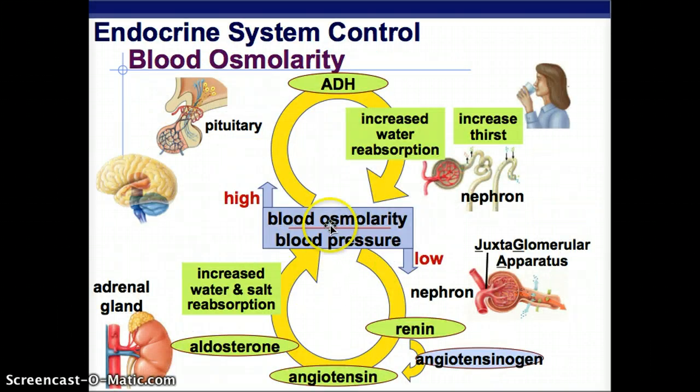So here you go. If it's high, ADH is triggered, which gives us more water absorption. And if it's low, then we trigger aldosterone, which increases the water and salt reabsorption and fixes low blood pressure. Again, remember, aldosterone is in the adrenal gland, ADH is in the pituitary gland.